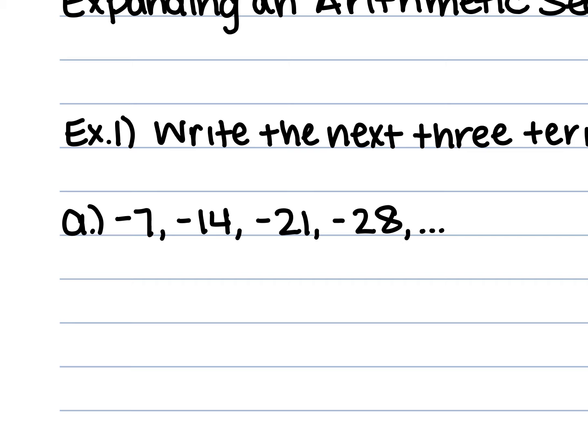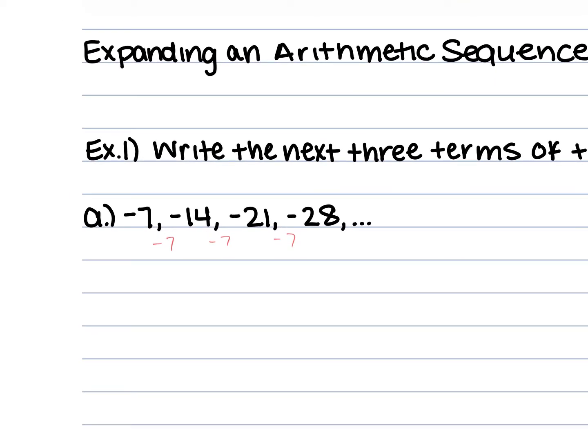What's the pattern here? AJ? They're subtracting 7 each time. So what would the next 3 terms be? Someone else. What would the next 3 terms be? Christian? Very good. Negative 35, negative 42, and negative 49. Is it arithmetic? Yes. How do you know? Because it's the same. What's the same? The common difference. The common difference is the same.